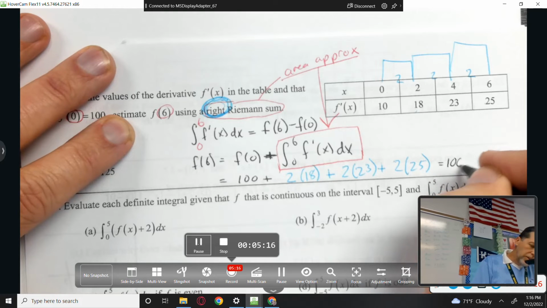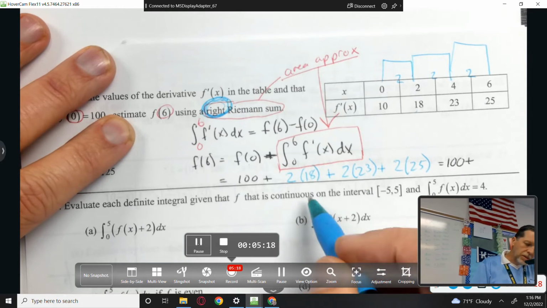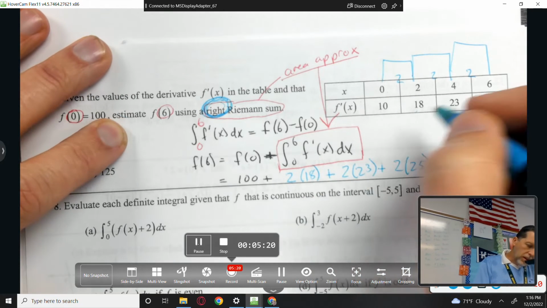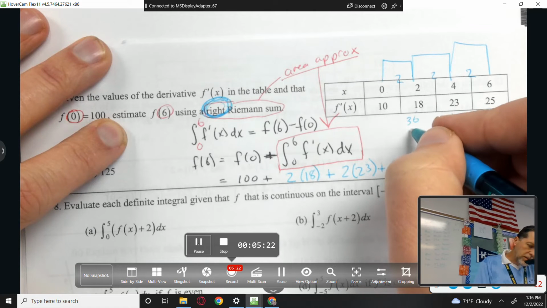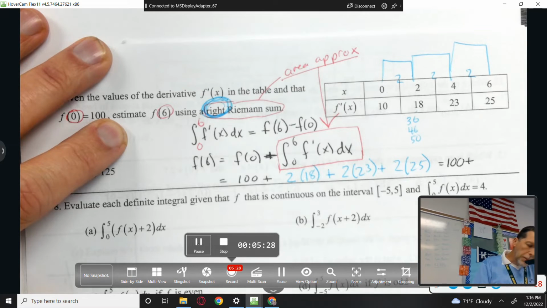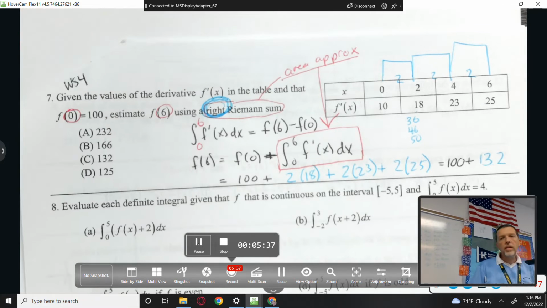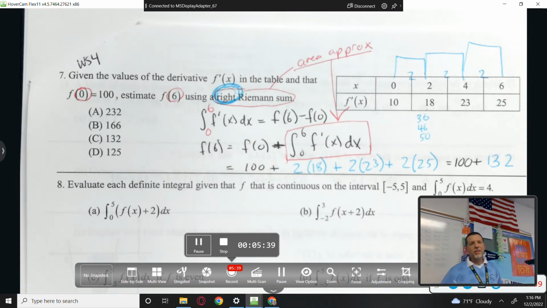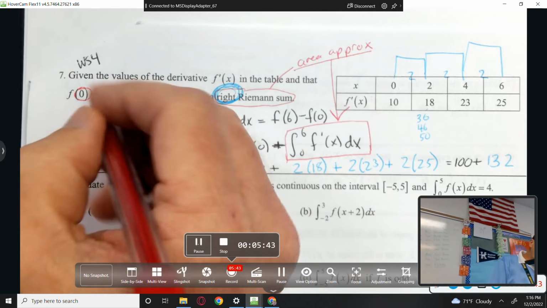So 100 plus, and then if I add all those up, 36 plus 46 plus 50 would be something with a 2 at the end, 132. And you look at your answer choices, and the answer is 232.